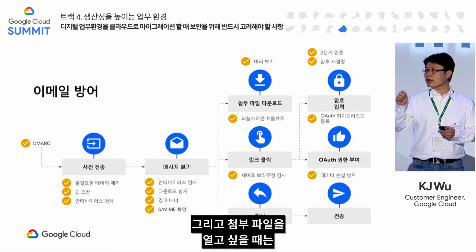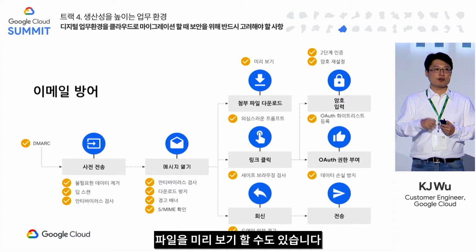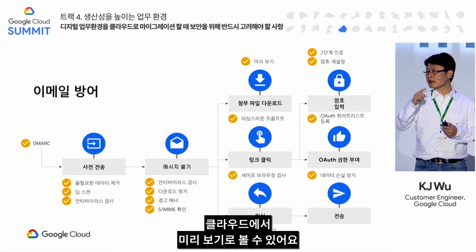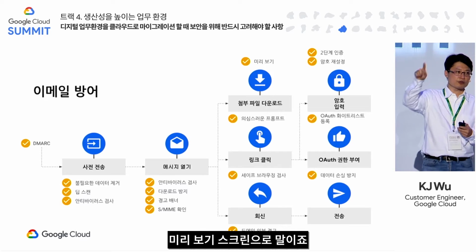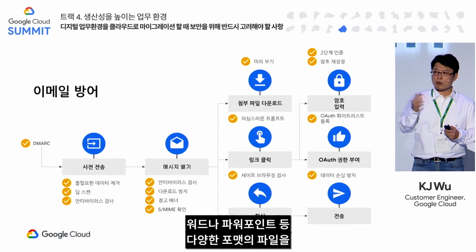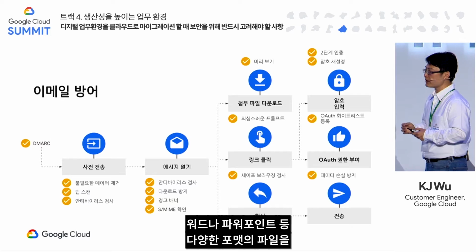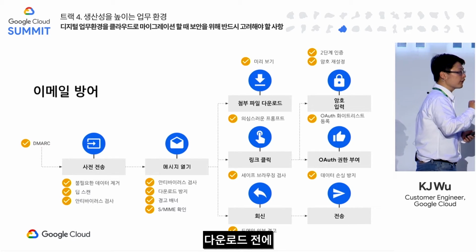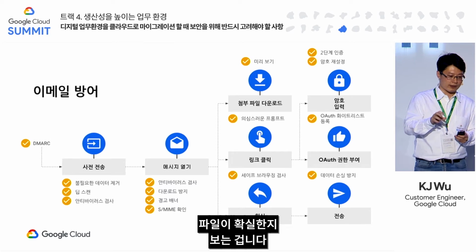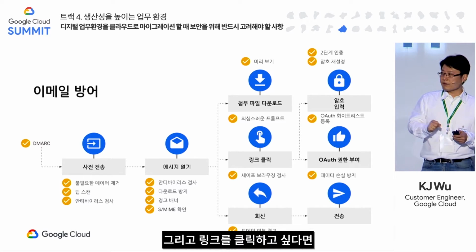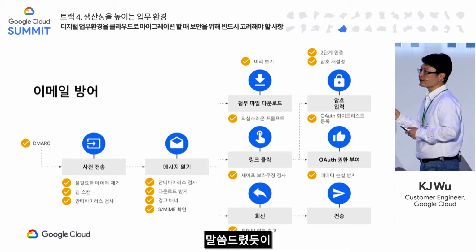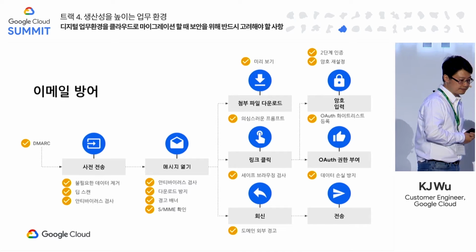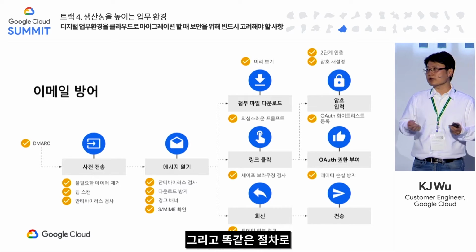And when you really want to open the attachment, you can even choose to preview it first. Don't download it. Just in the cloud, you can preview that. We will show you the preview screen, including Word, PowerPoint, many different formats. So before you download it, make sure that's the file you want. Then if you want to click the link, just like I said, if it's not the right link, we'll show you the warnings.